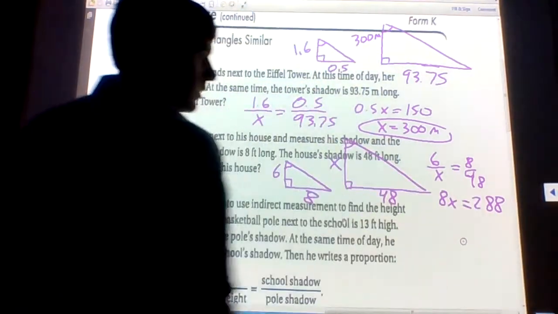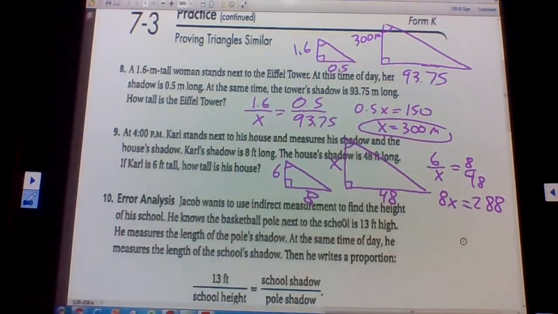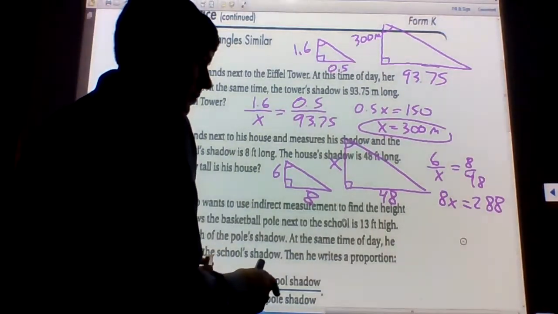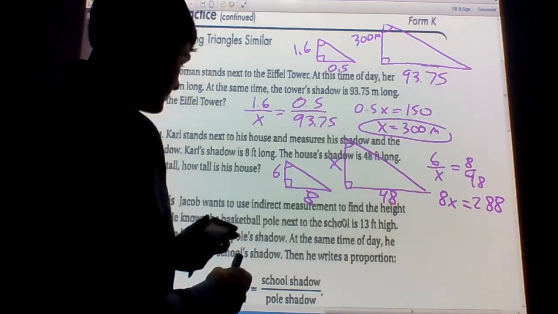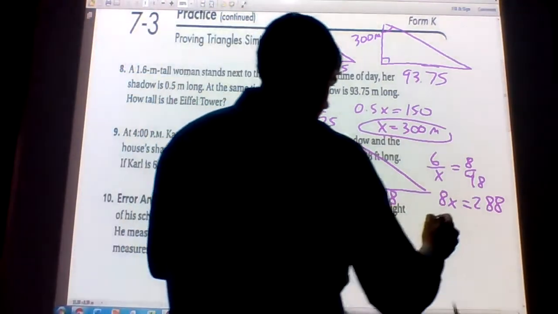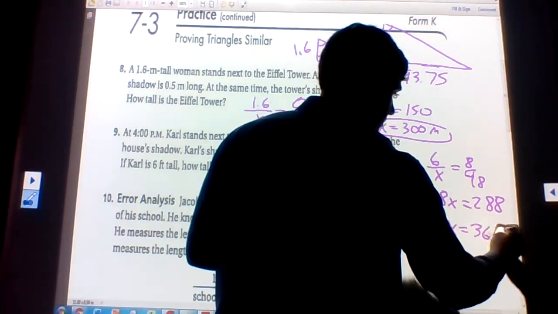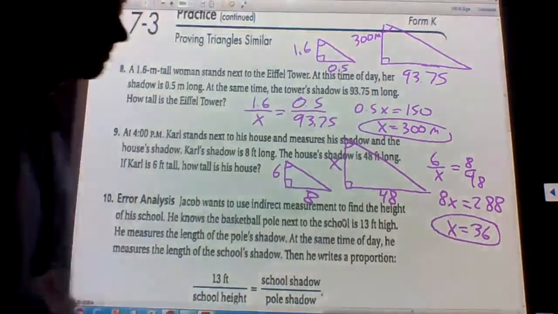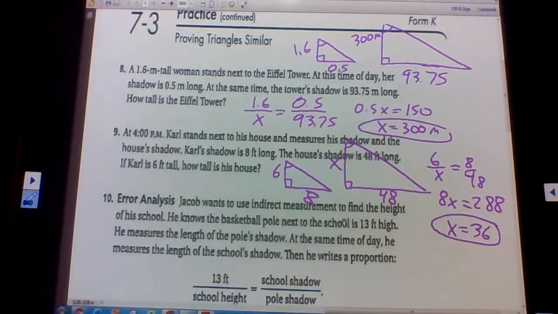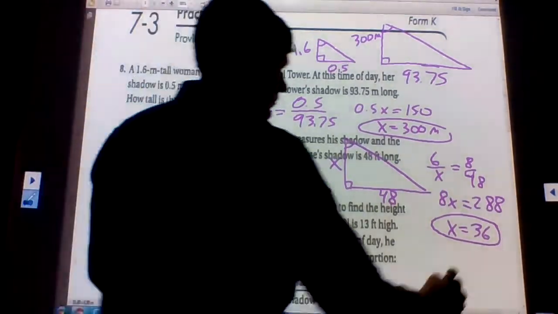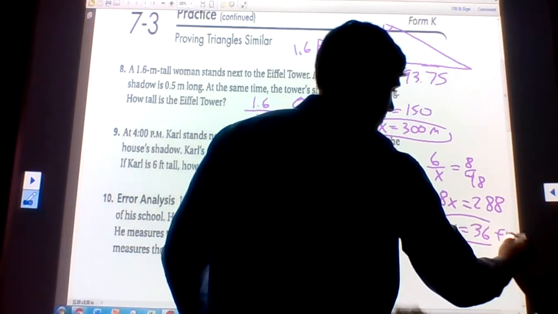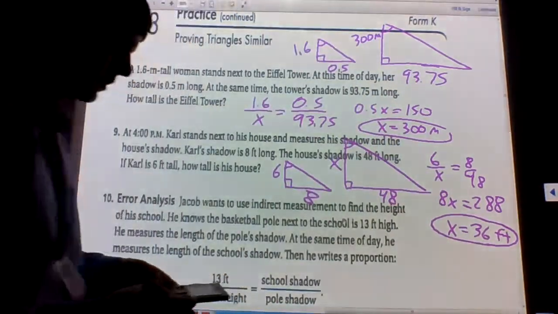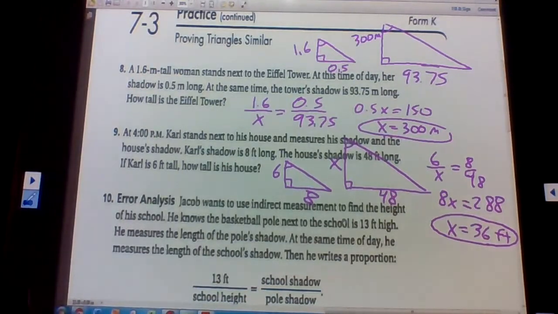So 8 goes into here 3 times. I guess it's 36. That's what the calculator is telling me. Oh, 36, yeah. That's what I said, 36 feet. Right, if you want to check that, 36 divided by 48 should equal 6 divided by 8. They both equal 3/4, so we know we're good.